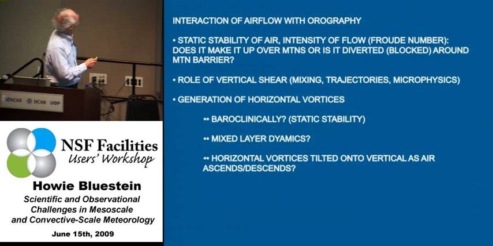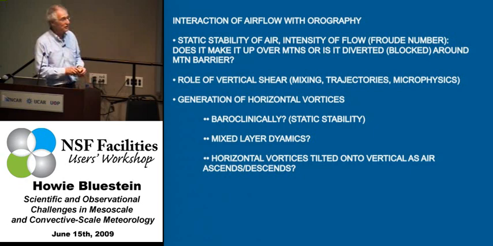Static stability of the air is very important, as is the intensity of flow. A measure of these two can be given in terms of the Froude number. Does the air make it up over the mountains, or is it diverted or blocked around the barrier? Very, very important. Vertical wind shear plays an important role. We can generate horizontal vortices. Some are generated baroclinically through static stability. Mixed layer dynamics.